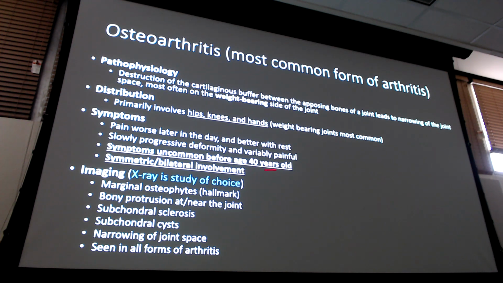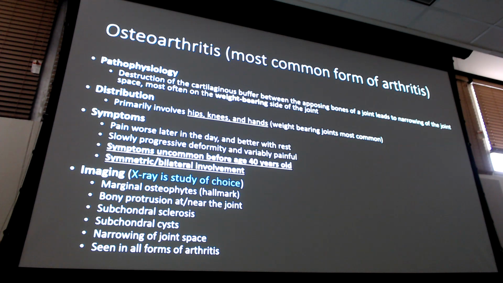Symptoms are uncommon before the age of 40 in most people. We are 1% of the population. We are not most people. So yes, you can find osteoarthritis in active duty members prior to age 40, but in most people, age 40, right? And typically, it's bilateral involvement for your primary osteoarthritis. X-ray is your study of choice because we're looking at the bones and the joints. So X-ray is your study of choice for osteoarthritis.